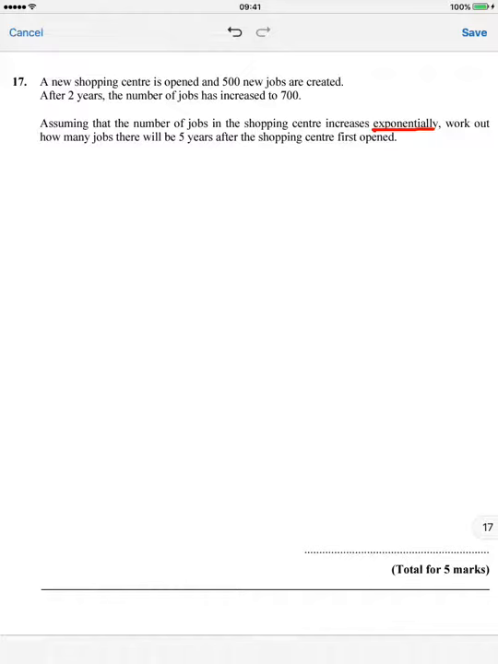So we need to form an exponential equation. We're going to have J is the number of jobs, and that's equal to a constant, which is just our starting value, multiplied by a rate of growth, and that's to the power of t, which is time, because as we go through the years, that rate will be applied to the starting point.